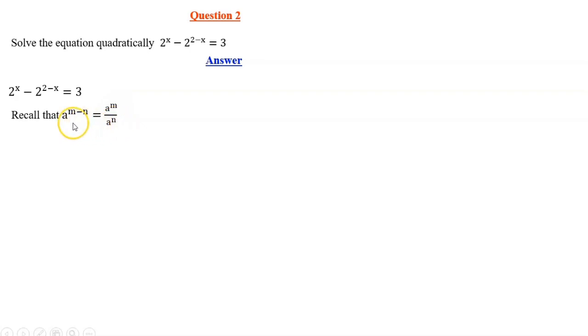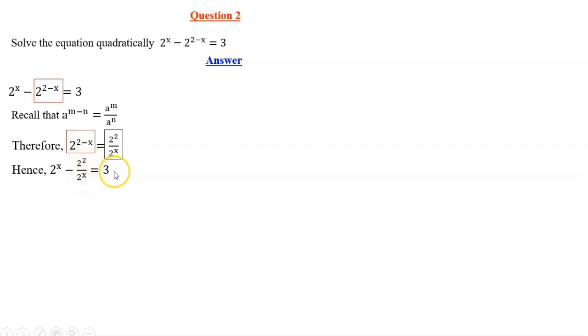This is one of the laws of indices, which states that if the bases are the same and you are dividing, you have the right to pick one of the bases, then you subtract the powers. So using that understanding, 2 to the power of 2 minus x will be equal to 2 to the power of 2 all over 2 to the power of x. Hence, 2 to the power of x minus 2 to the power of 2 all over 2 to the power of x is equal to 3. We have replaced this with this.